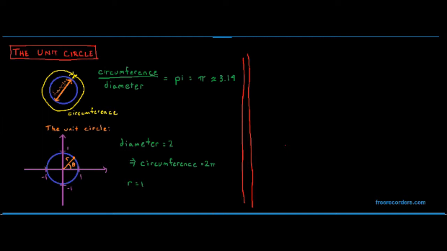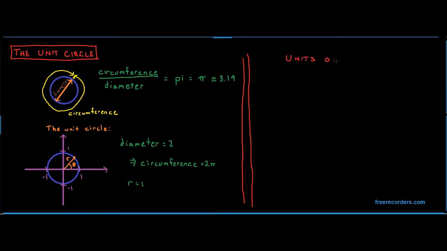Now let's say that we want to describe a point somewhere on this unit circle, using polar coordinates. We need the distance from the origin and the angle from some fixed line, which is pretty much always the positive horizontal axis. We know that the distance from the origin to any point on the unit circle is always 1. So to describe a point on the unit circle, all we need is the angle.